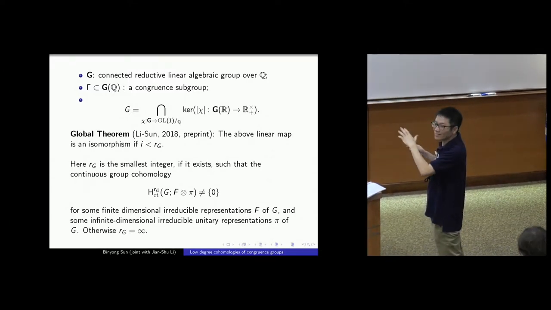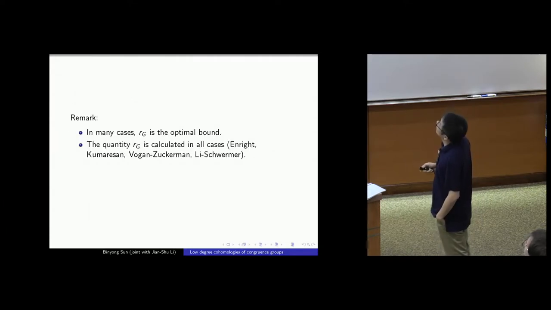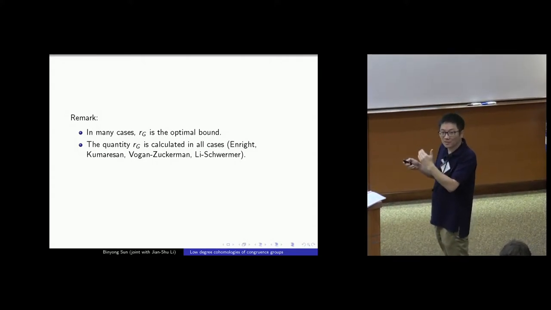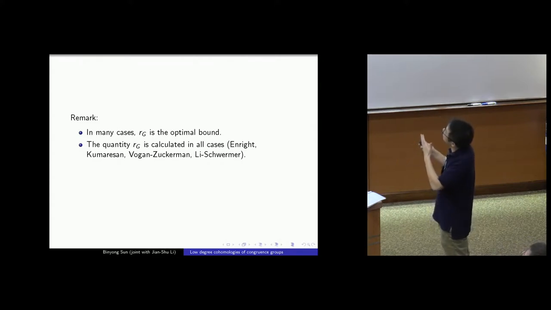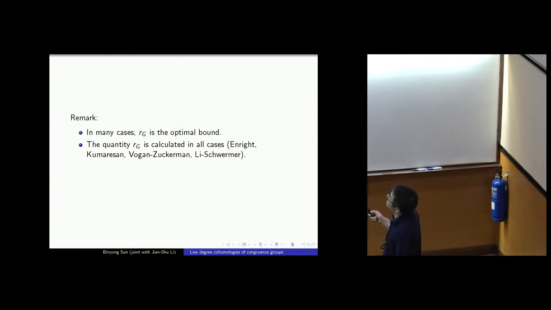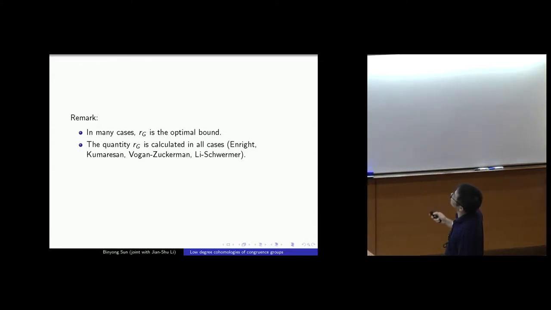And R_G, in all cases, is actually calculated. For example, if G is GL_n(R), then R_G equals n minus 1. So in many cases, this R_G is the optimal bound. It means if i equals R_G, then this map is not an isomorphism. This is the optimal bound. And I have mentioned that this is calculated mainly by Enright, Parthasarathy, Wallach, Borel and Zuckerman.